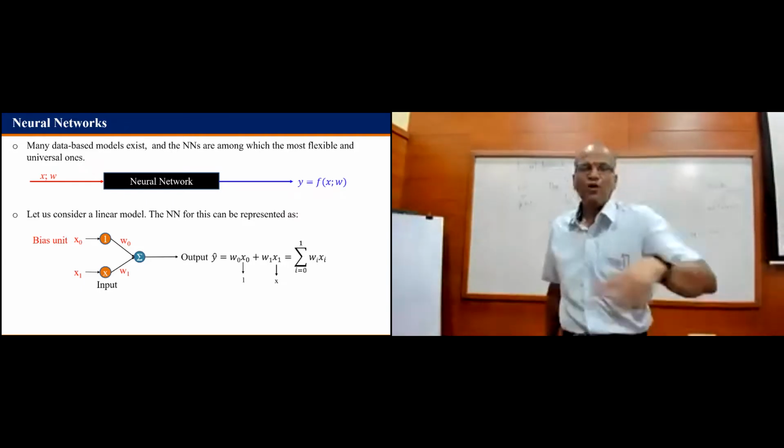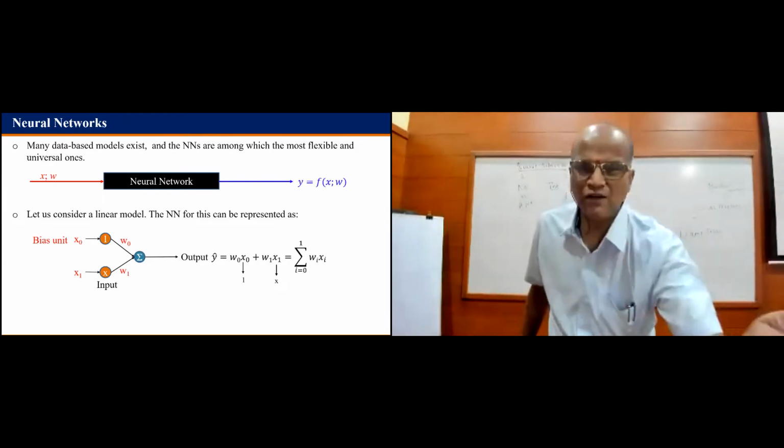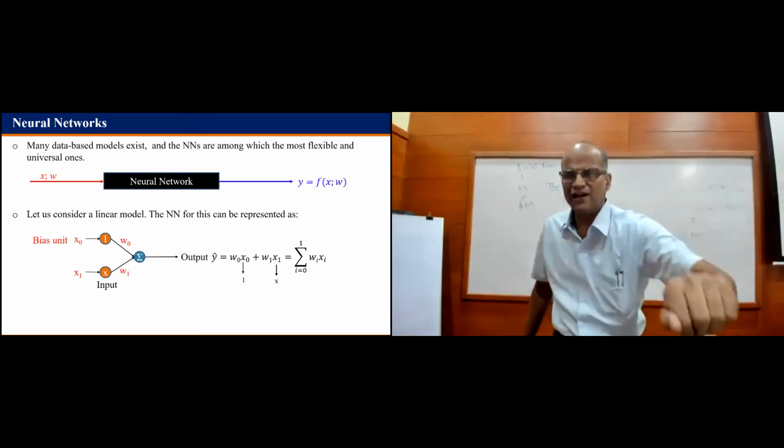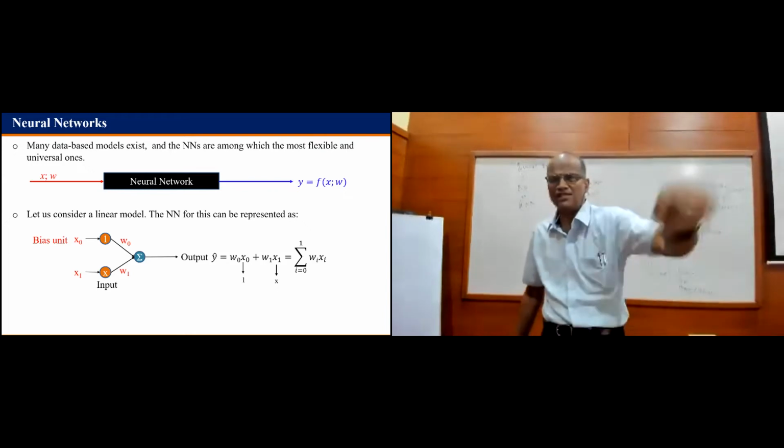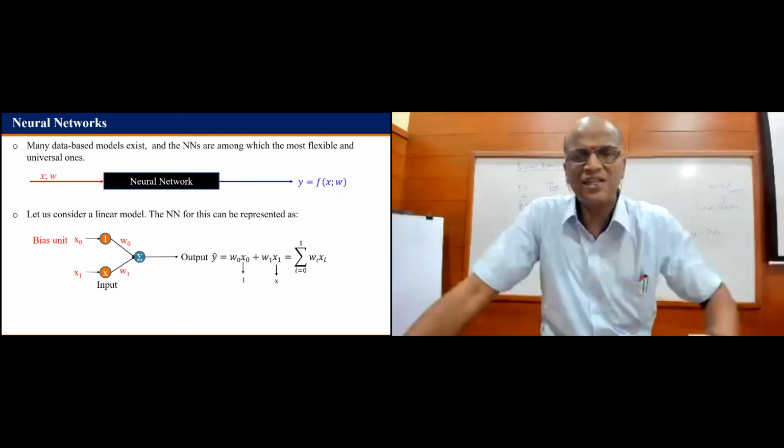Now, once you fix the weights based on training the network, if you give a set of inputs x, it will give y. x can be a vector. x need not be only one x, it can be x1 to xn, and y also can be a vector, y1 to yn, whatever. Let us consider a linear model.